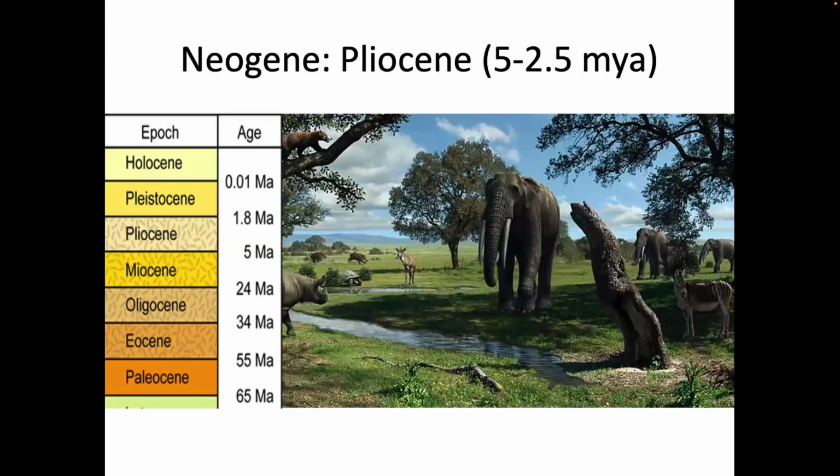The Pliocene is the shortest epoch yet, just 2.5 million years, spanning from 5 to 2.5 million years ago. Notice that we have a lot of big animals still. It's very warm, but it's cool relative to the Eocene, right? We've been going through this steady cool down, even though it's warmer than it is today.